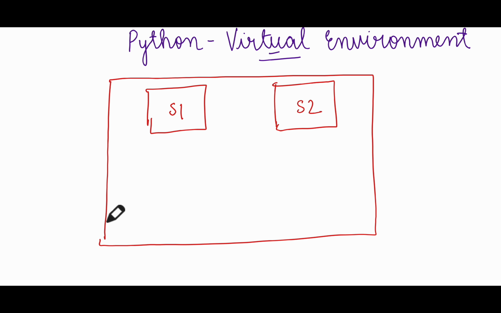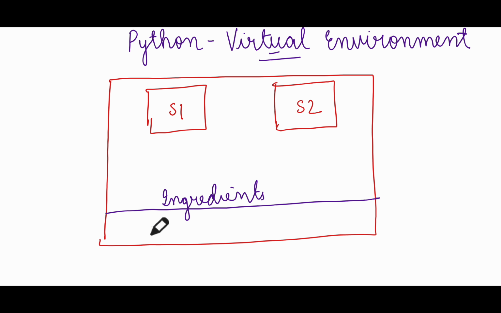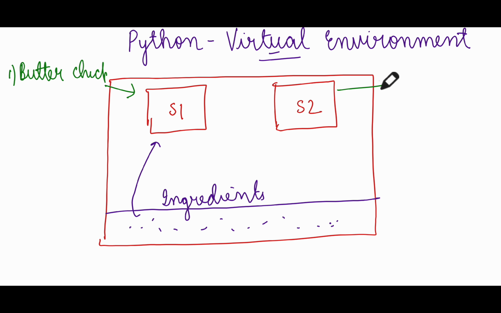Generally in our kitchen there's a place where we keep all the ingredients. Whenever I have to cook something, I come here, take the items from there, and take them to cook. Let's say I don't want to eat just one thing, I want to cook two dishes today because I'm in a very good mood. The first dish on stove 1 is butter chicken, and on stove 2 I want to cook masala dosa.